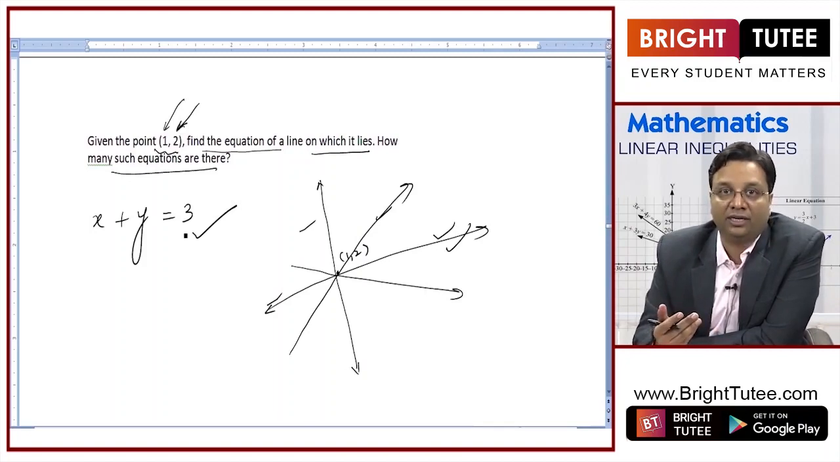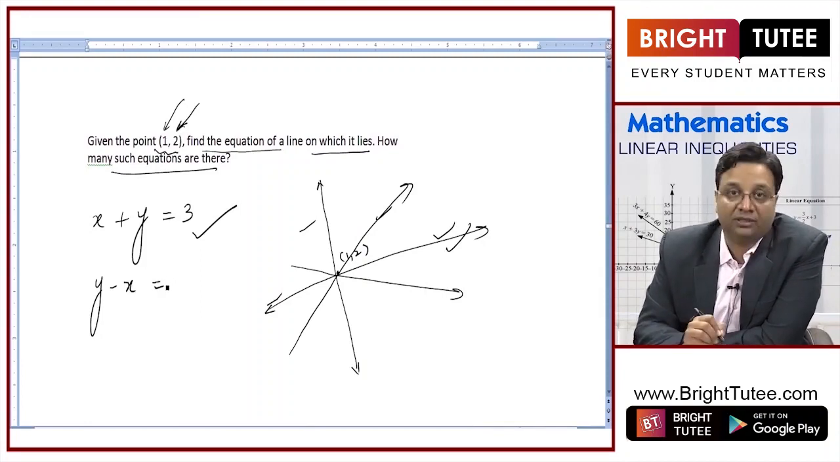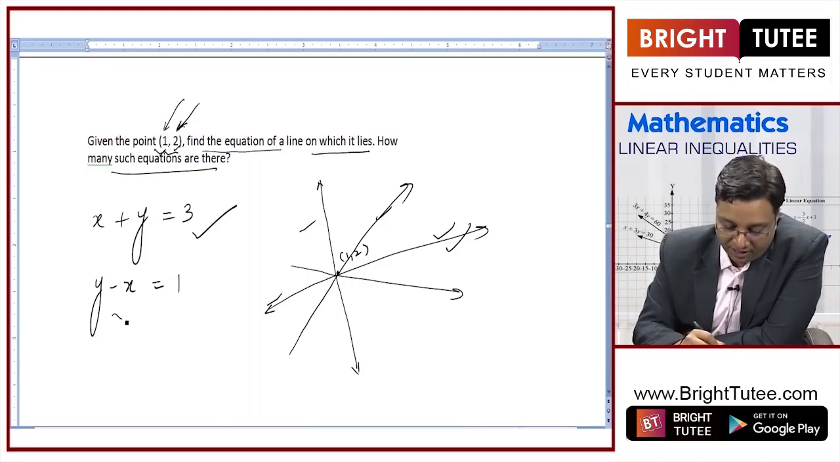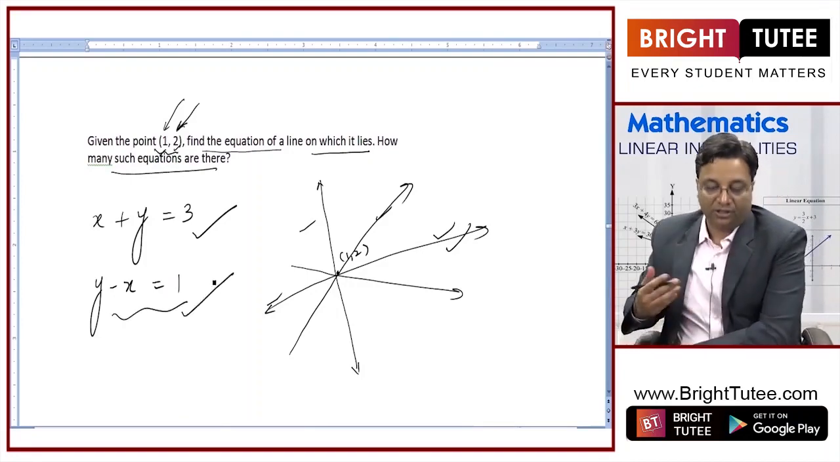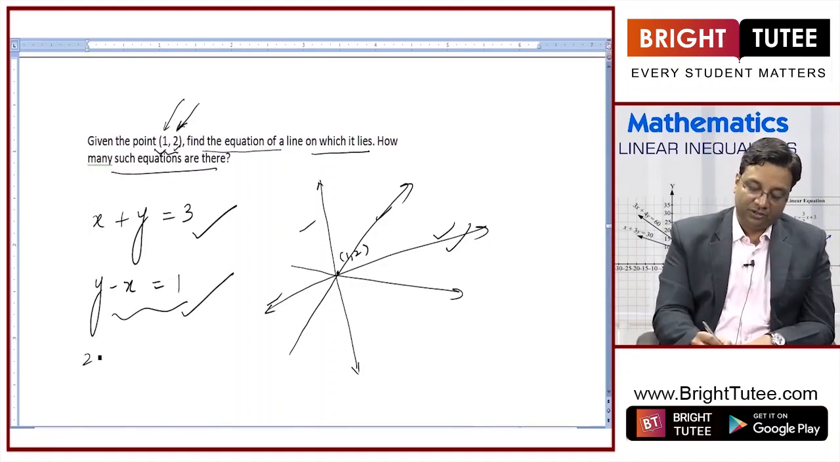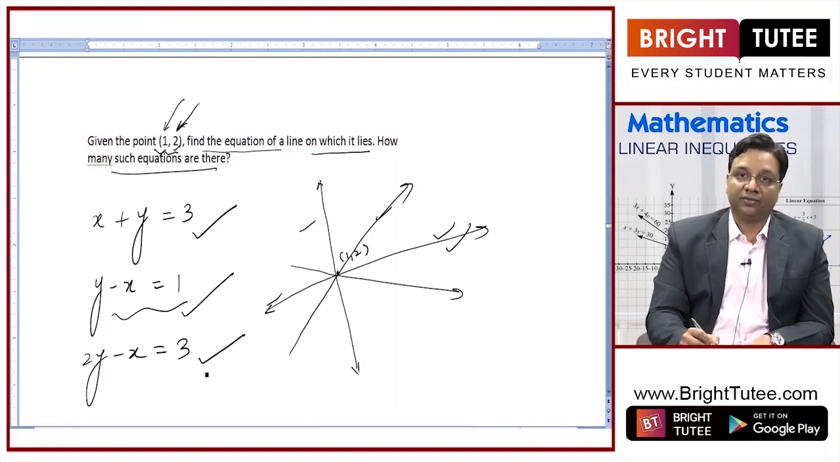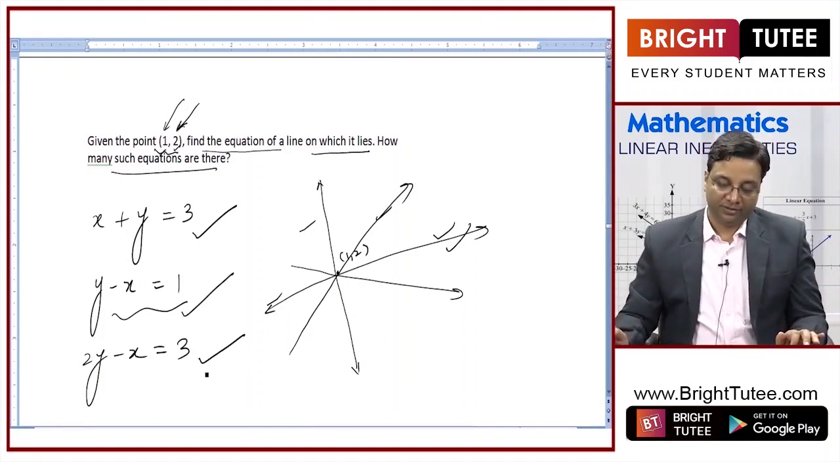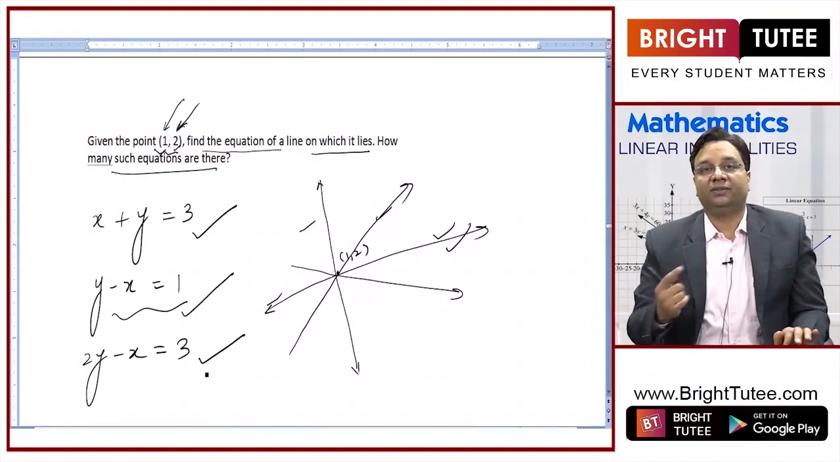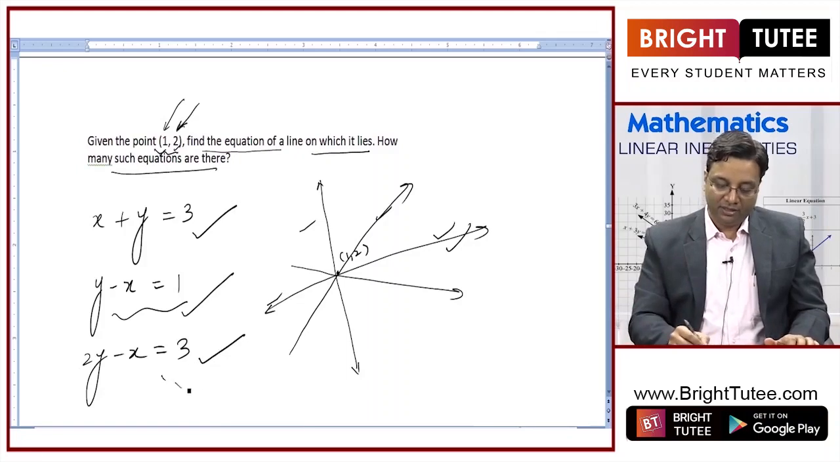There can be many more lines. If you write, let us say, y minus x equals, y is 2, x is 1, so y minus x will be 1. This is another equation of a line. How many such equations can you find? You can find an infinite number of such equations. 2y minus x: put y equal to 2, it will be 4 minus 1, that is 3. This is another equation. You can keep on writing such equations. Why is it happening? Because there are infinite lines that can pass through a given point. That is why these equations.